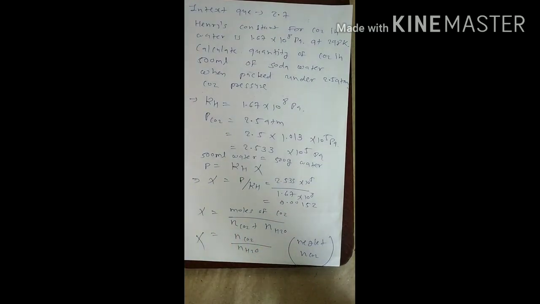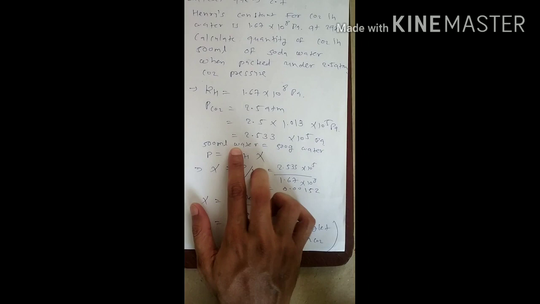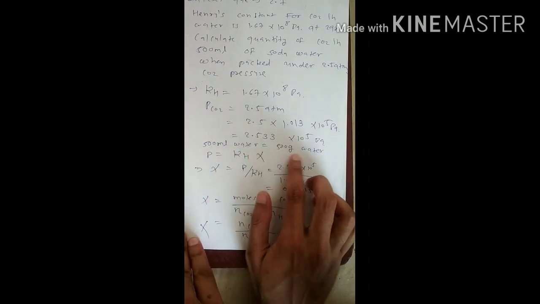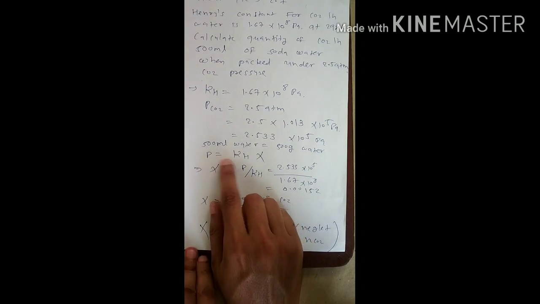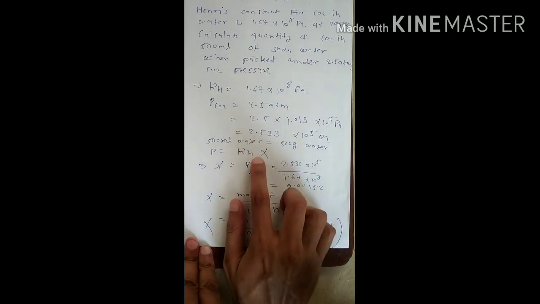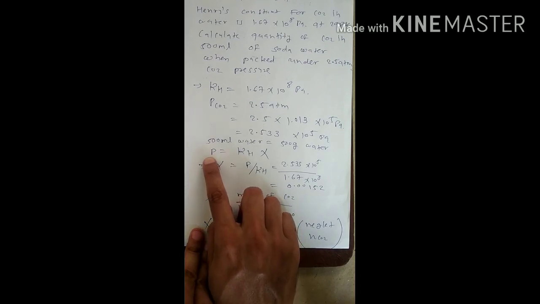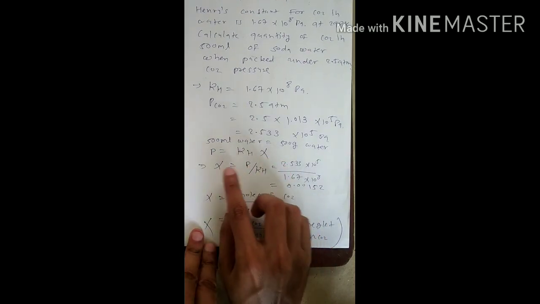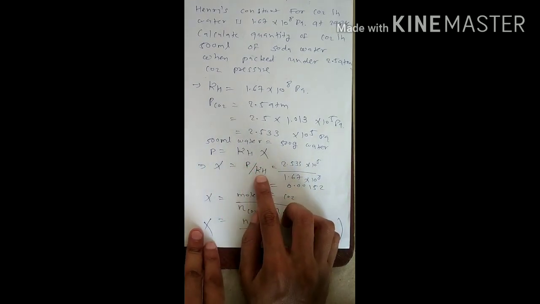Okay. Now, what is the volume of water that is given to you? 500 ml. So you can write 500 ml water is equal to 500 grams of water. Okay. This much value we have in question. Now this is Henry's law. P is equal to KH into X. X, that is mole fraction of solute. Now pressure is given to you, mole fraction we want to find out, KH is given to you. So X is equal to P divided by KH.